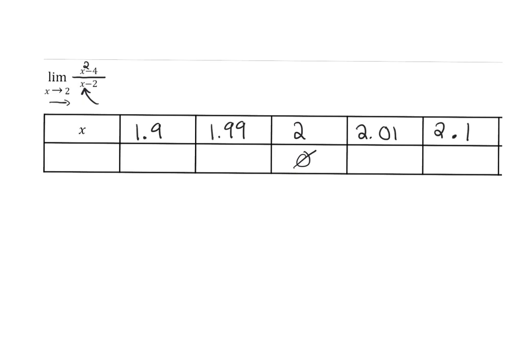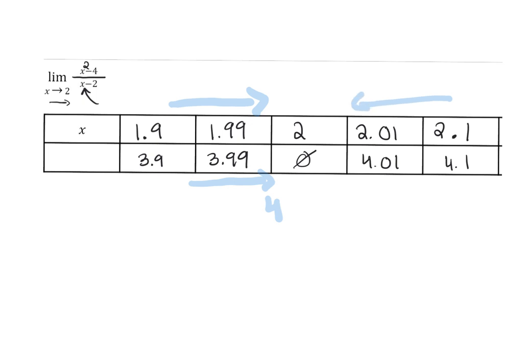Okay, so if we just use our calculator and punch in these numbers, we will get 3.9 and 3.99, 4.01, 4.1. So as x is approaching 2 from the left, y is approaching 4. And then as the x value is approaching 2 from the right, the y values are also approaching 4. So because the left and the right approach the same number, this limit approaches 4.